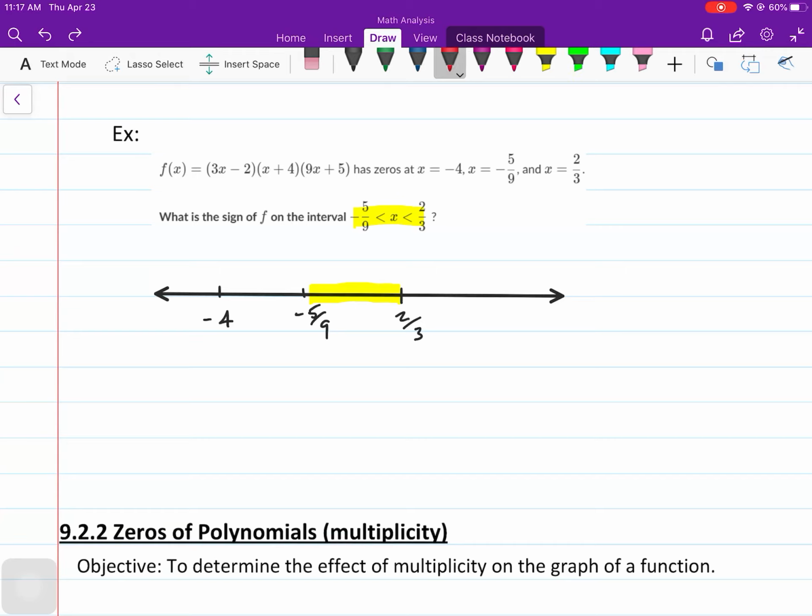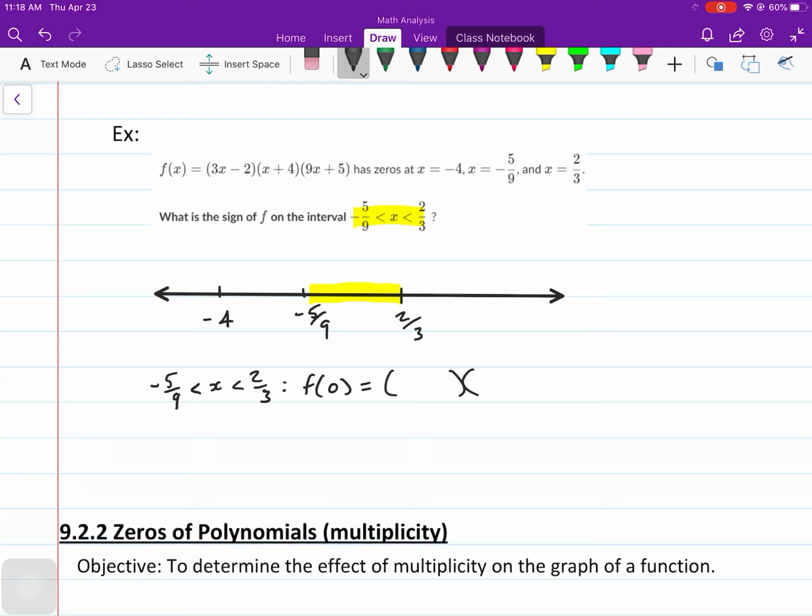So what's an easy number between those two? And since one's negative and the other one's positive, 0 exists between the two. So what we're going to do is we're going to go ahead and test 0. So for the interval -5/9 to 2/3, I'm going to be testing 0. So I'm going to do f of 0.